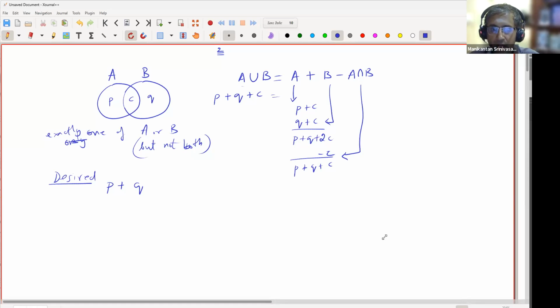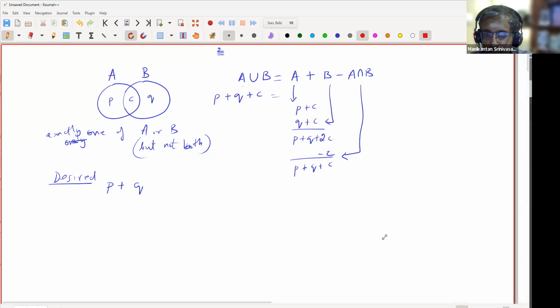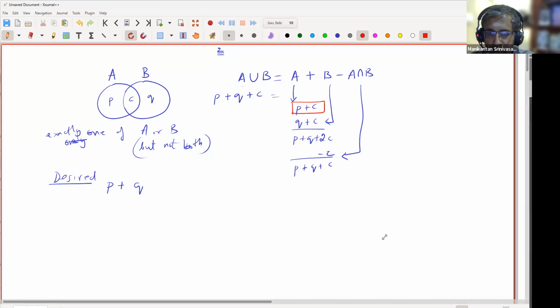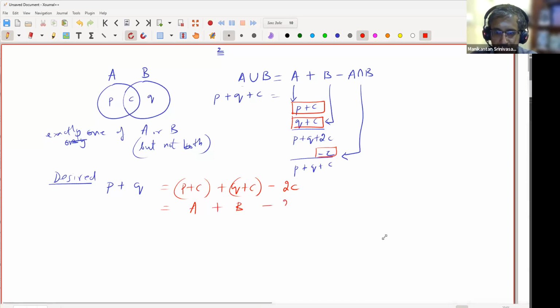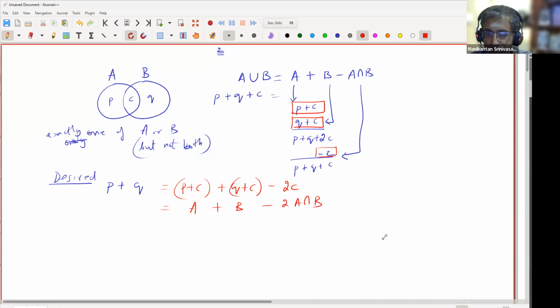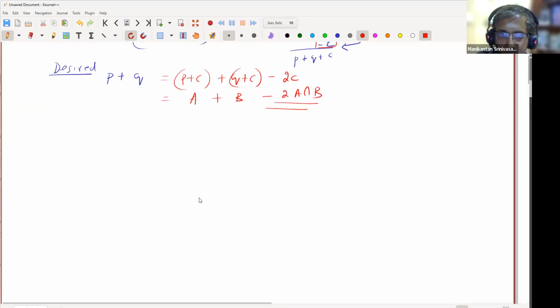Now, how can we manipulate? The numbers at our disposal are the full A, which is P plus C, the full B, which is Q plus C, and what is common, which is C. So using these, we can write this as P plus C plus Q plus C minus 2C. In other words, the number of elements in only A or only B would be A plus B minus 2 times A intersection B. Note that here it's only 1 time A intersection B, here it's 2 times A intersection B.